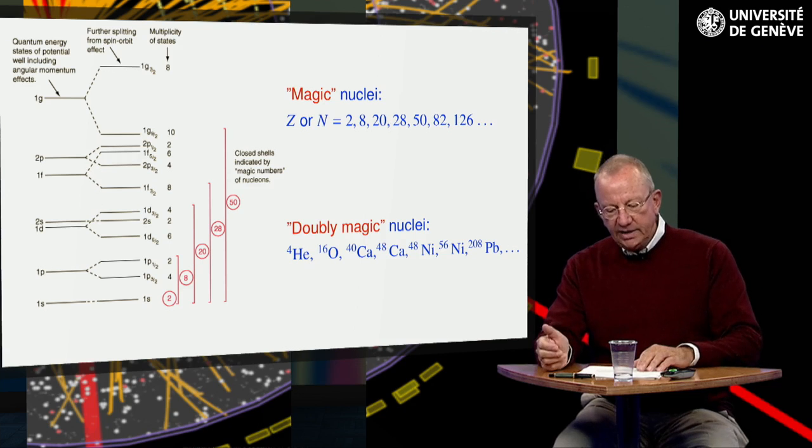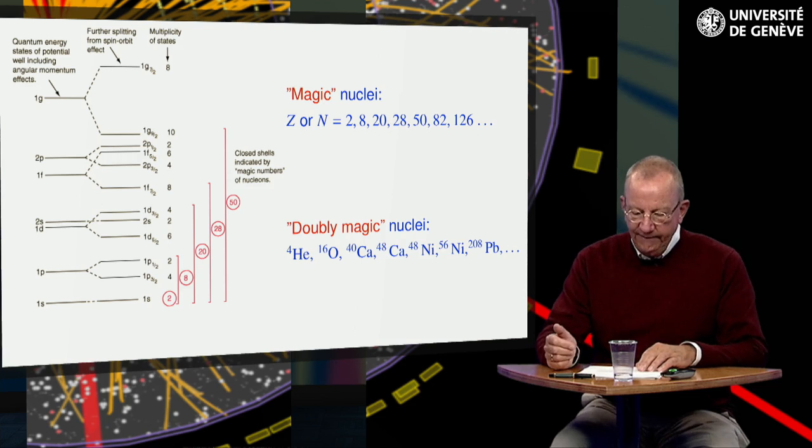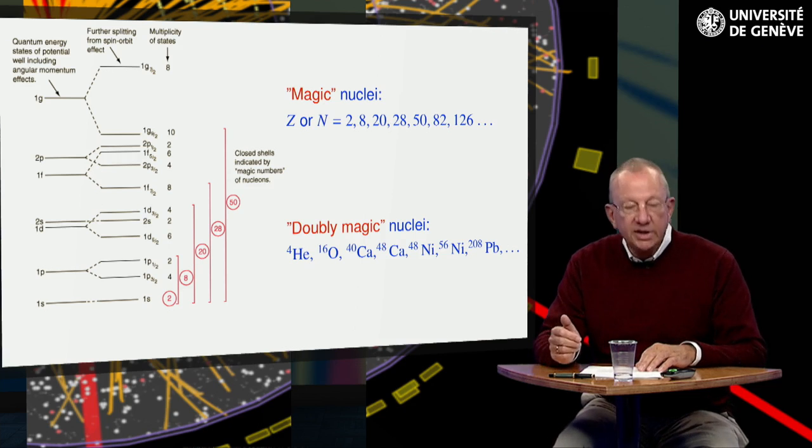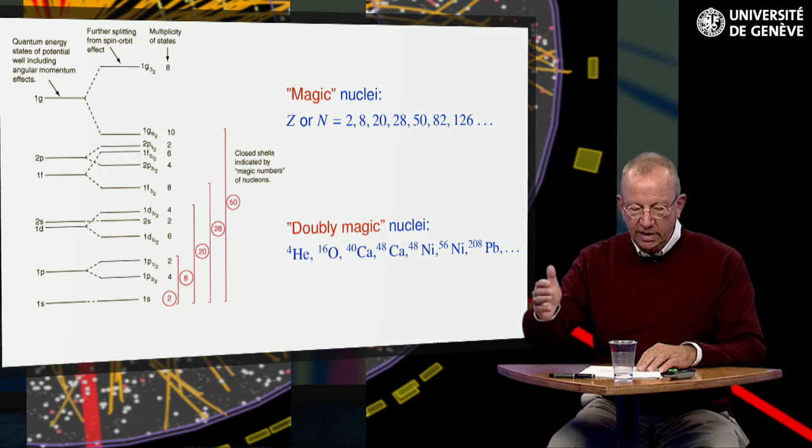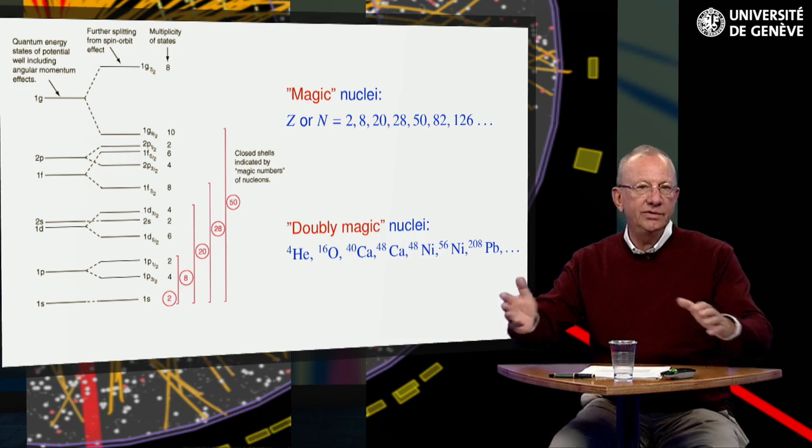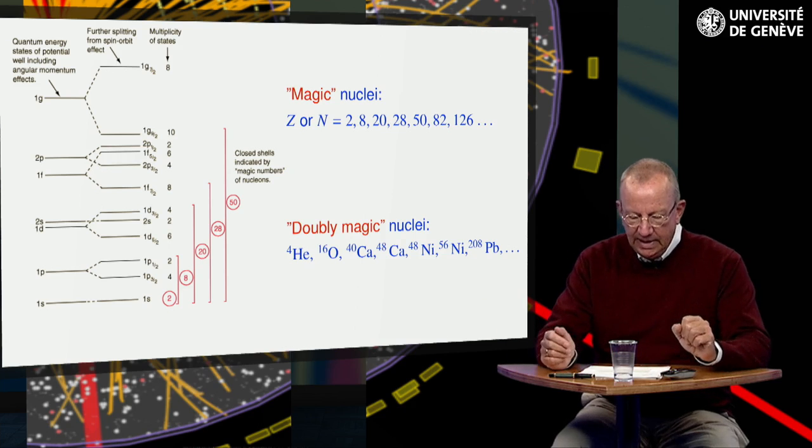The nuclei with completely filled shells are particularly stable, which explains the notion of magic numbers, which are Z or N equal to 2, 8, 20, 28, 50, 82, 126 and so forth.